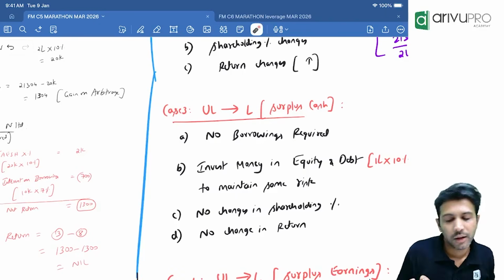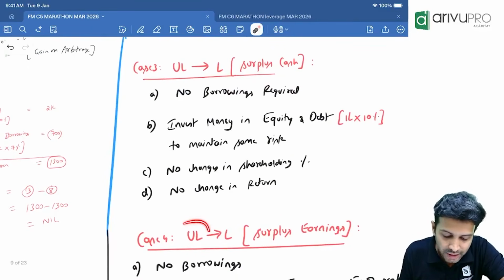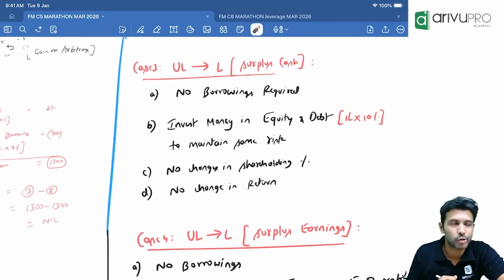Got this? If you have got this, tell me the next approach. Unlevered firm to levered firm, surplus earnings approach. First step, same: value of both the firms. Second step: by selling the shares in unlevered firm, how much money are you going to get? Third one, existing return, same. Fourth one, investment.